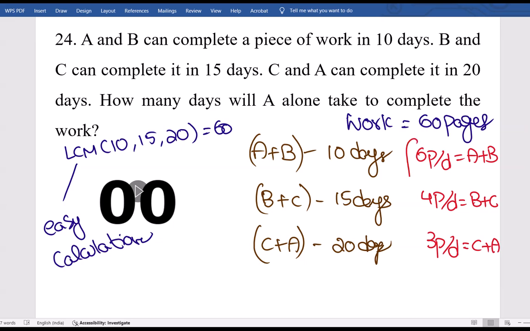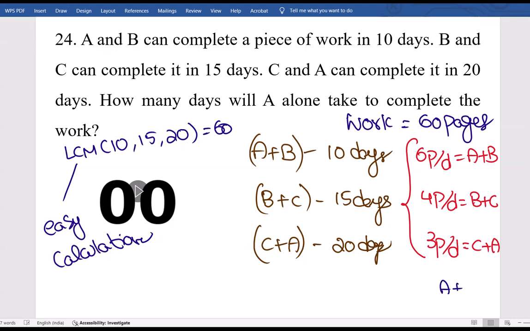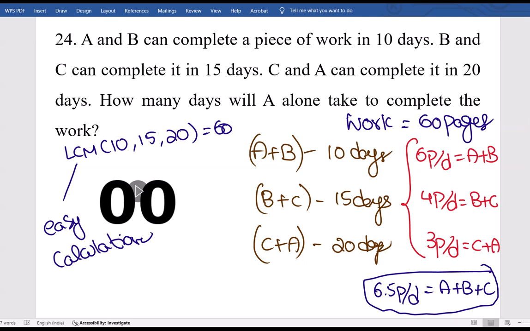Now first add all this, divide by 2 will give A plus B plus C. Left side adding what? 6 plus 4 plus 3, 13. Here 2A, 2B, 2C will come. Then A plus B plus C will be 13 by 2, which is 6.5. Are you understanding how you got this? Adding all the right hand side: A plus B, B plus C, C plus A gives twice A, twice B, twice C. That value 6 plus 4 plus 3 will be 13. So 13 divided by 2 is 6.5.